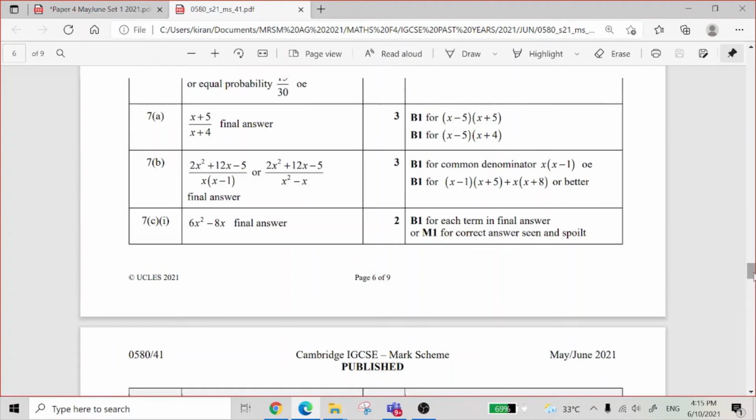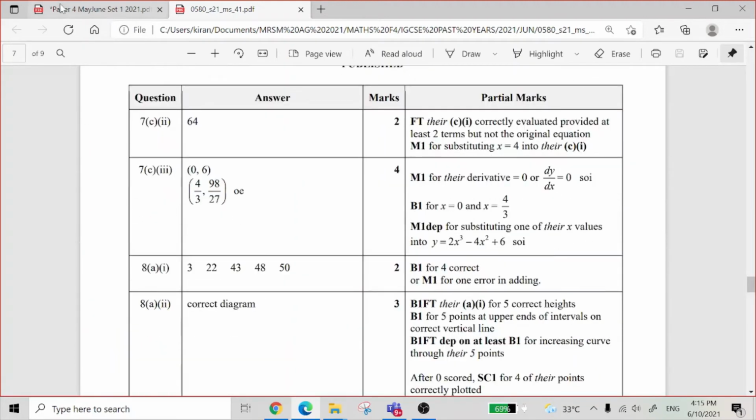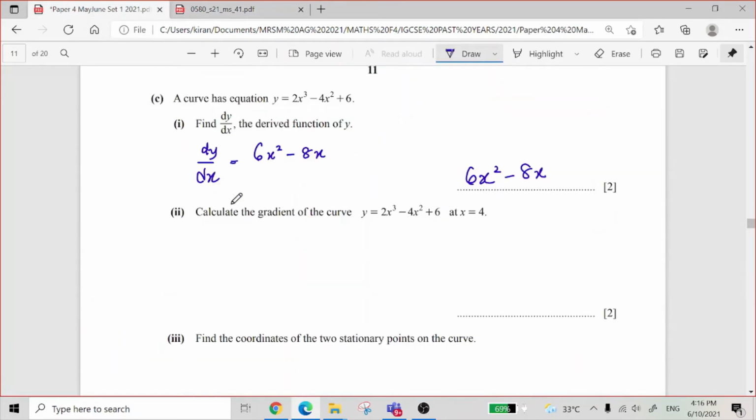Okay, we go to 7, C2. Okay, calculate the gradient of the curve at x equal to 4. So the gradient of the curve you can get from the differentiation part. Okay, so we already have the differentiation just now, and then we just substitute x equal to 4. So if we draw it like this, say here is x equal to 4. So this is the tangent.